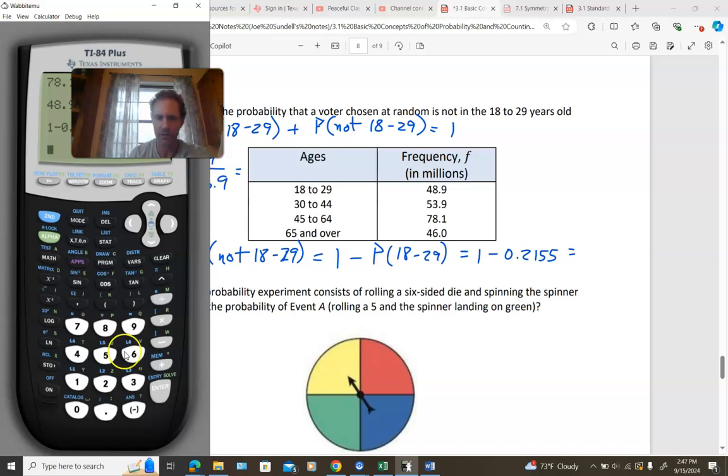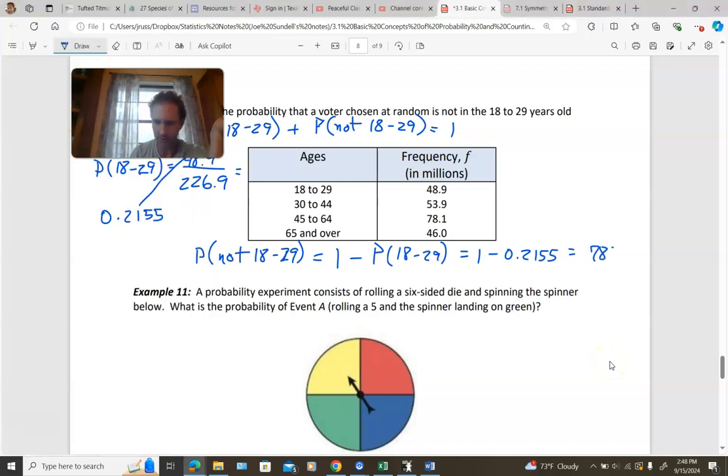Now, I would round this to 3 decimal places now, okay, because this was my very last operation, so 0.78. Well, I'll just write the whole thing out first, which would round to 0.785. So this would be the probability that a voter is not in that age range. In other words, what this is saying is that the probability that a randomly selected voter is 30 or older is 78.5%.